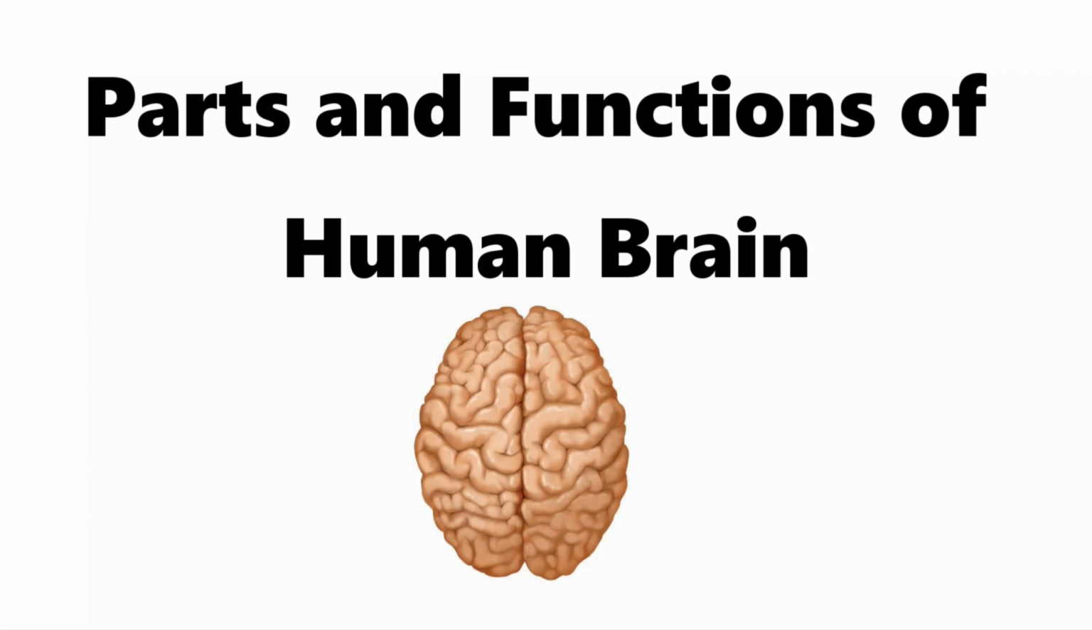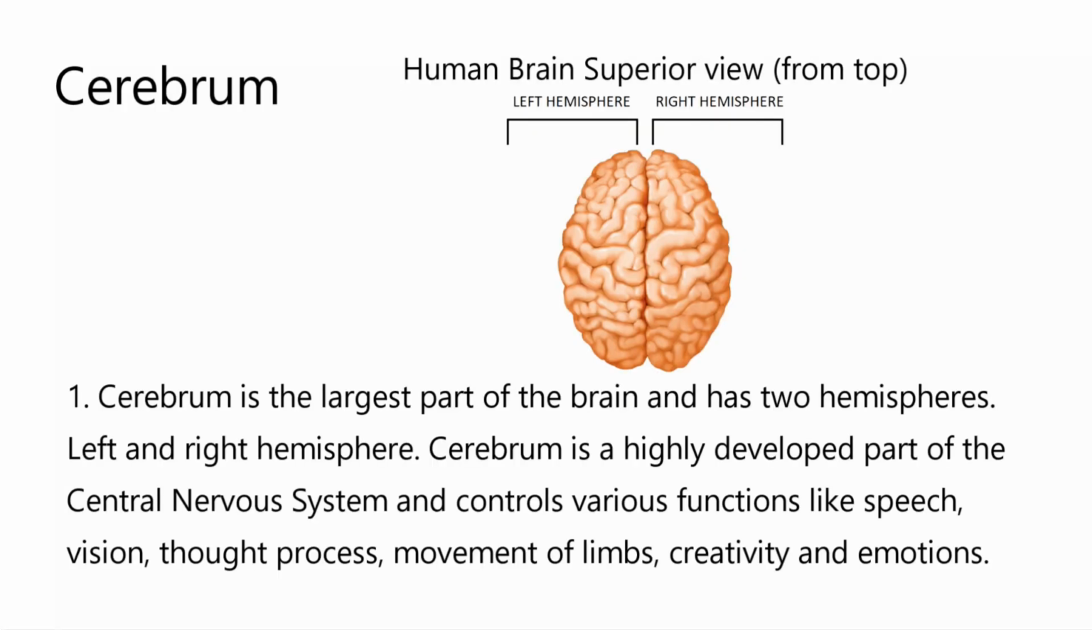Parts and functions of human brain. Cerebrum. Human brain superior view. Cerebrum is the largest part of the brain and has two hemispheres, left and right hemisphere. Cerebrum is a highly developed part of the central nervous system and controls various functions like speech, vision, thought process, movement of limbs, creativity and emotions.